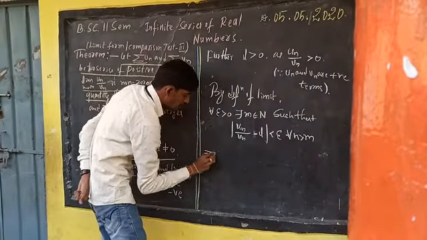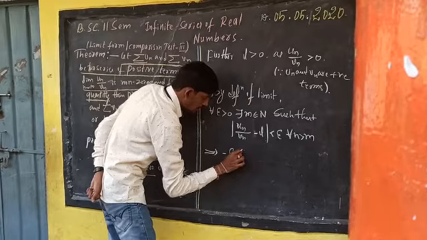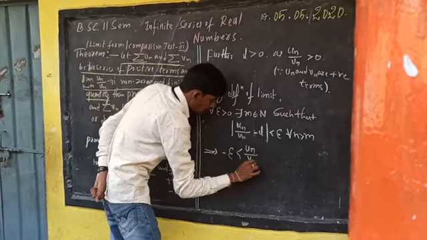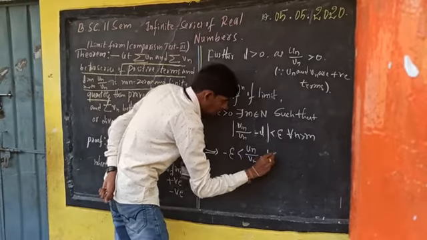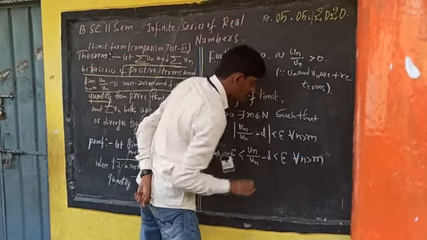Yes, you remove the modulus. The next step, you remove the modulus here. This becomes minus epsilon is less than un by vn minus L is less than plus epsilon for all n greater than m.